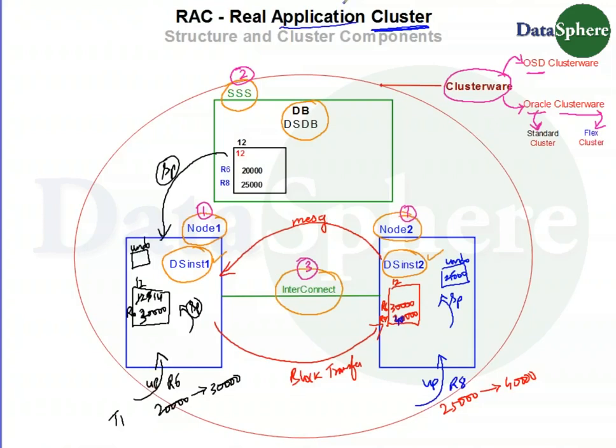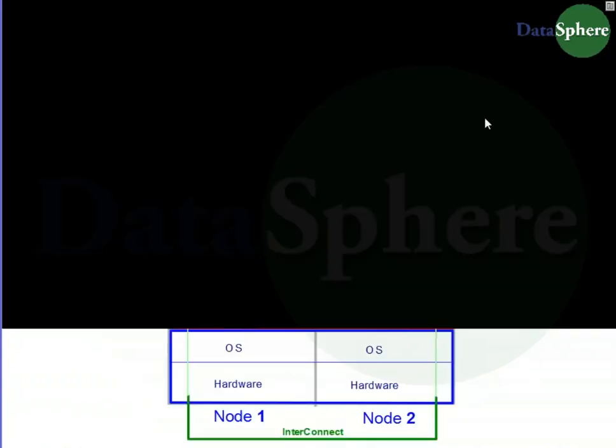Okay, so this is the structure which we see with respect to RAC. We'll see the same structure from another angle, so that we come to know what components should be there in each server. When we look into the structure of a RAC environment, here we'll have two nodes, for example, node 1 and node 2. When we say node, it is nothing but hardware.